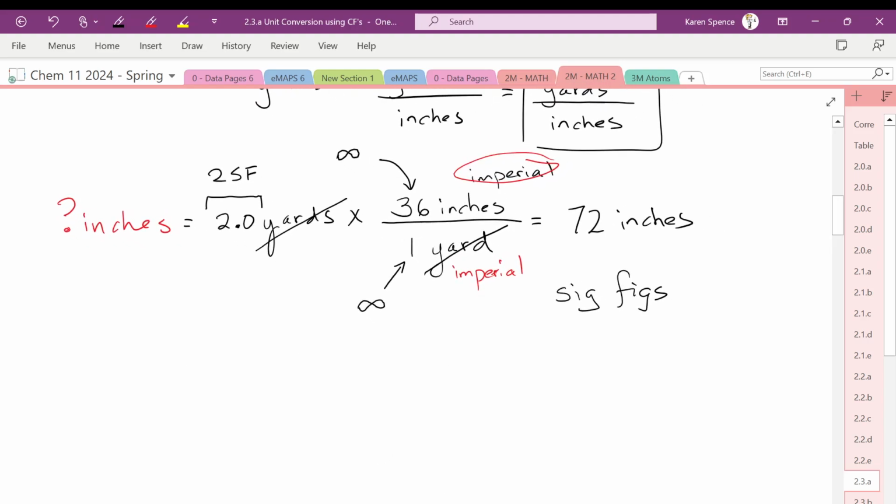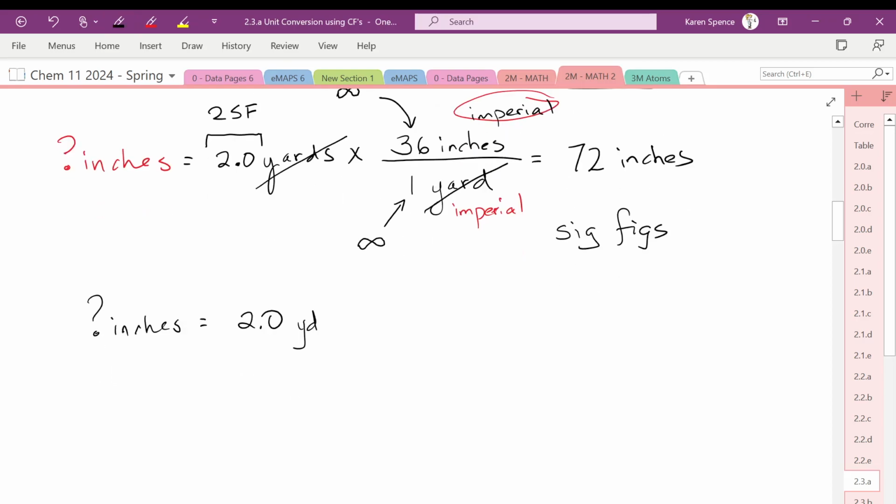Now, can I tell you something? When I actually set up a problem like this, and I'm not doing it with you guys for the first time, what I would actually do is I would say, how many inches is equal to 2.0, and I'm going to use the abbreviation for yards because I'm getting tired of writing the whole thing, times, and I would just draw a line. And then I would say, what unit do I need to cancel out? I do not want yards. I need to cancel yards. And that means, where does yards have to go? Does yards go on the top or on the bottom of the conversion factor? Bottom.